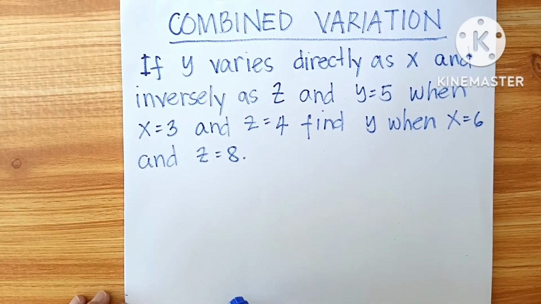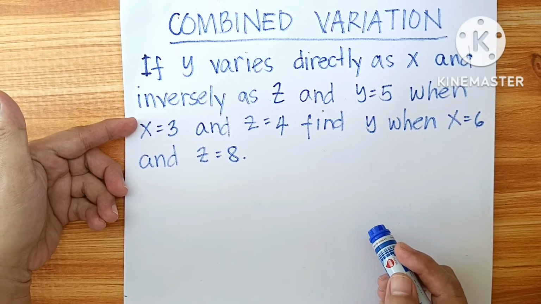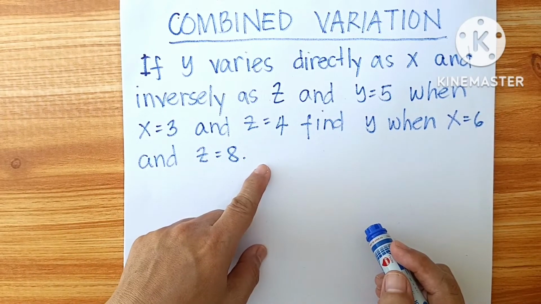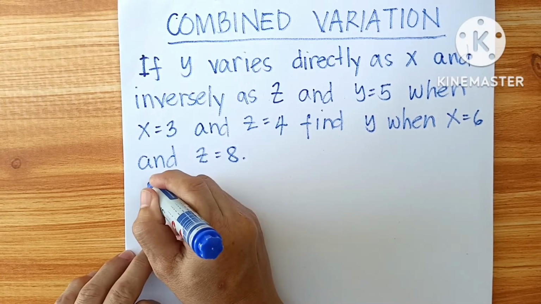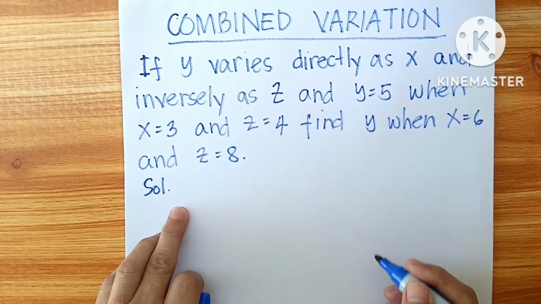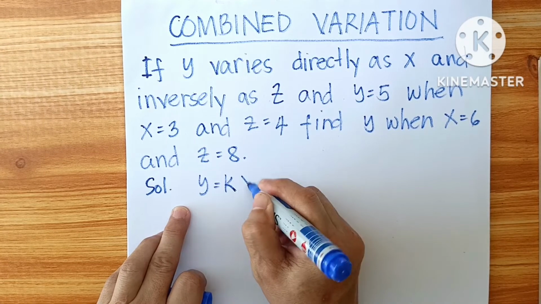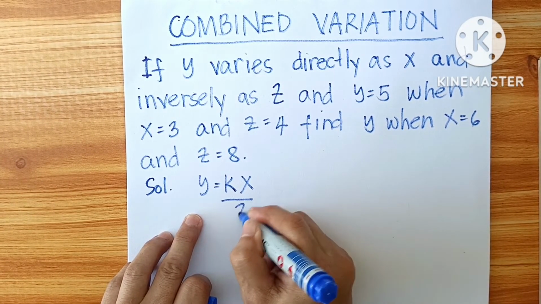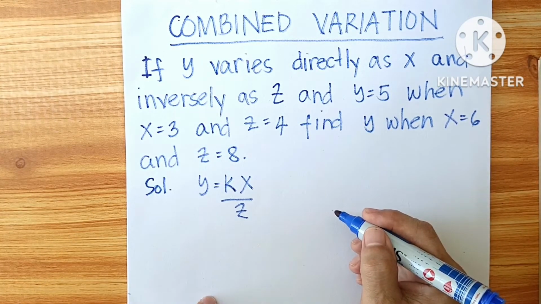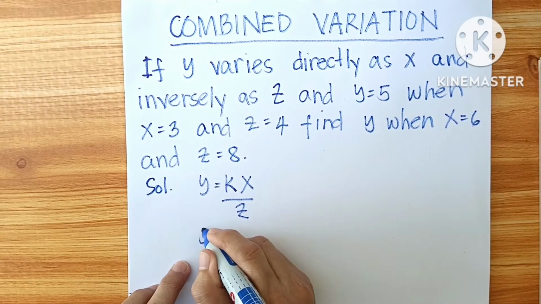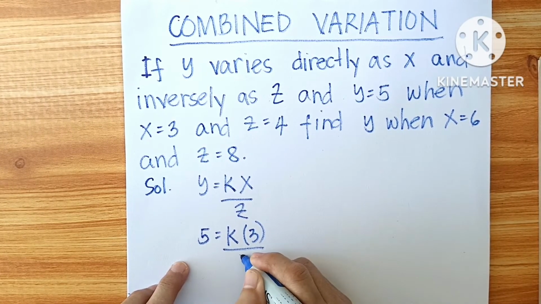Easy, no? Okay, let's now go to combined variation. If y varies directly as x and inversely as z, and y equals 5 when x equals 3 and z equals 4, find y when x is 6 and z equals 8. Parang ang hirap, ano? Pero hindi. Simple lang yan, no? Basta susundin nyo lang yung sinasabi sa problem, okay? So, y varies directly as x and inversely as z, okay? So, pagka varies directly sa taas, pagka inversely sa baba. Yun lang yun, okay? And y equals 5, substitute lang. When x is 3 and z is 4.